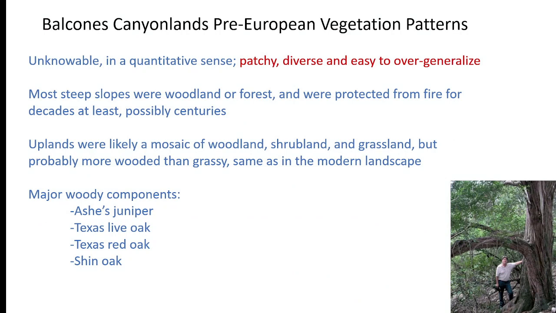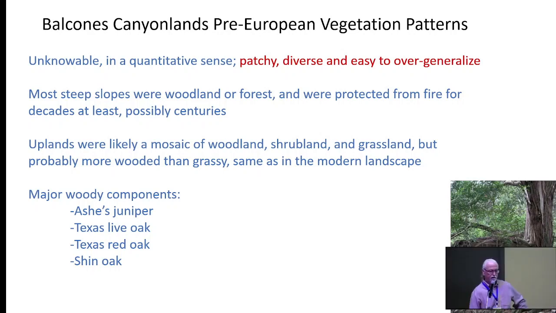I'll take a shot at pre-European vegetation patterns. First of all, they're unknowable in any quantitative sense, and it was probably very patchy and diverse, and it's easy to overgeneralize, which I'm very aware I'm going to do. But most steep slopes were wooded, I think, and they were protected from fire for decades or maybe centuries. They were so mesic. Uplands were likely a mosaic of woodland, shrubland, and grassland.